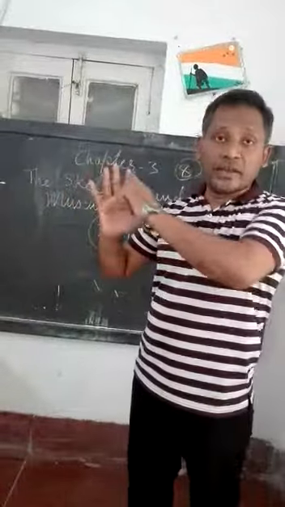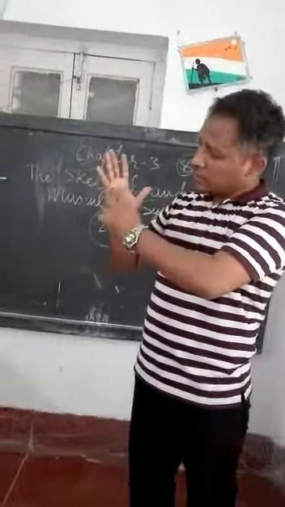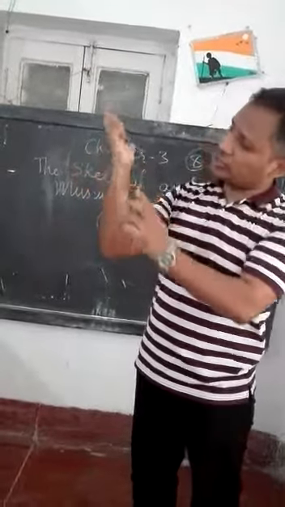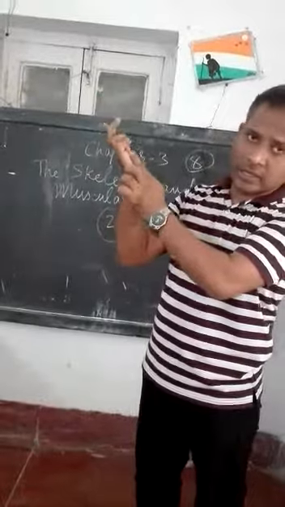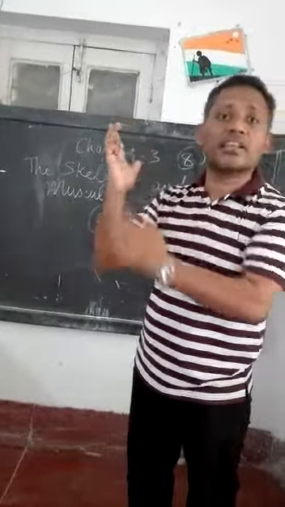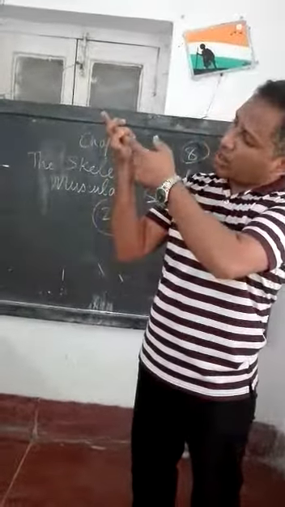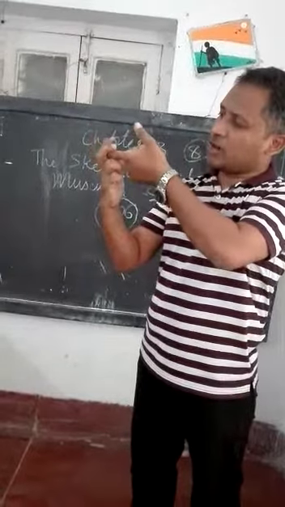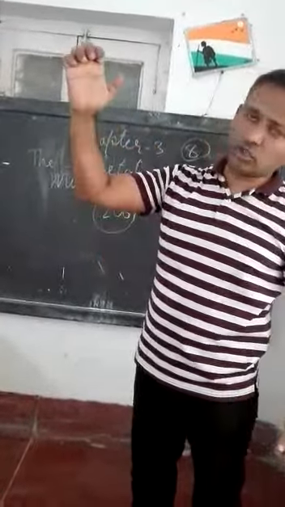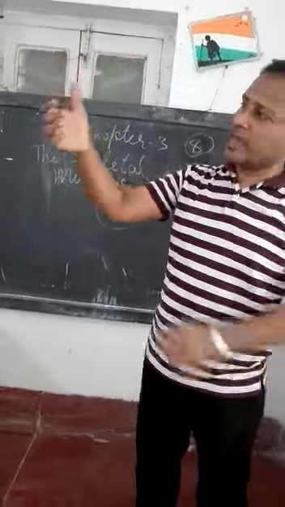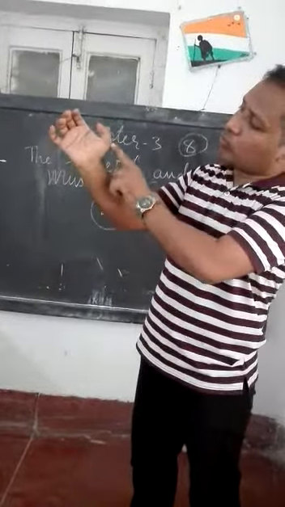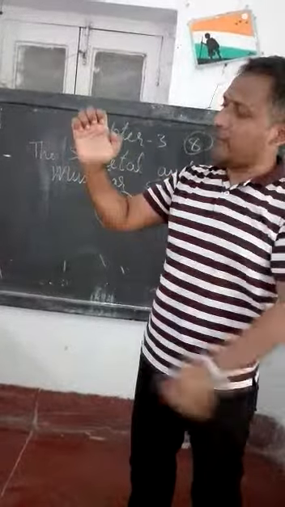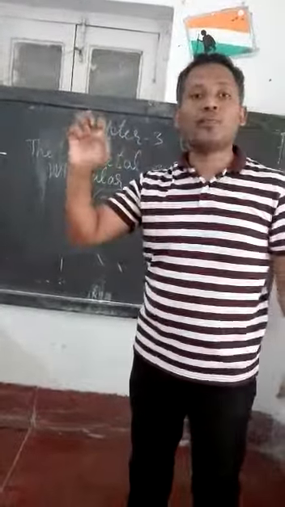Now we have 5 fingers. If you look carefully, you have 1, 2, 3 joints. So in each finger there are 3 bones. This finger also 1, 2, 3. Again 1, 2, 3. 3 fours are 12 bones in these fingers. And on the thumb you have only 2 bones, 1, 2. So 3 into 4, 12, plus 2, 14 bones are there in your fingers.